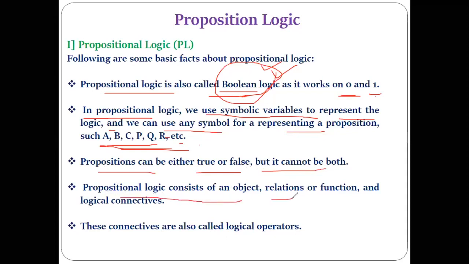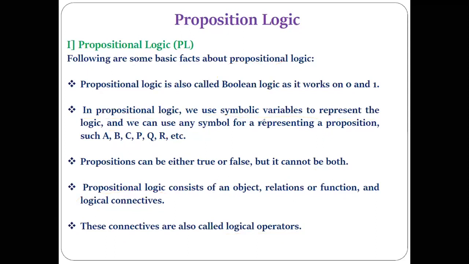Propositional logic consists of objects, relations, functions, and most importantly, various kinds of logical connectives. Logical connectives, as you must know, are things like and, or, not. These come under the category of logical connectives, which are also called logical operators. If you have some basic knowledge of discrete mathematics, you will understand this part very easily. Okay, am I right? Yes, sir. Okay, let's see some further things.